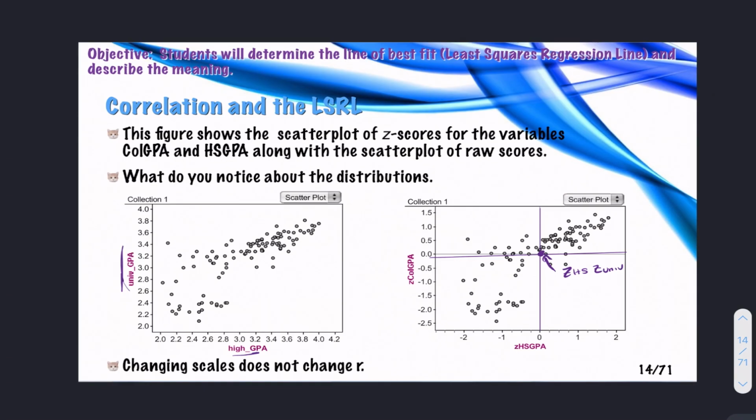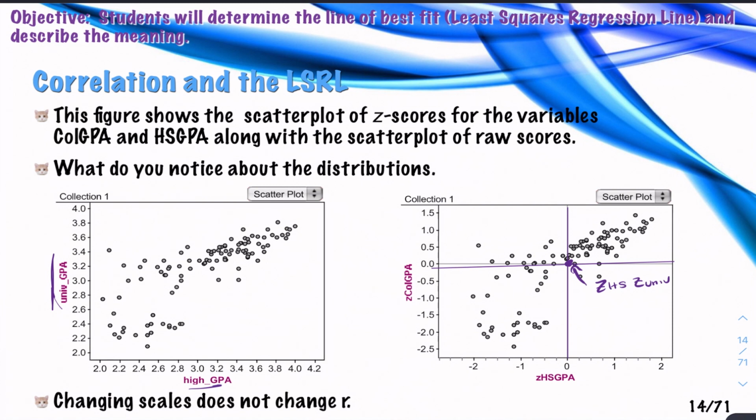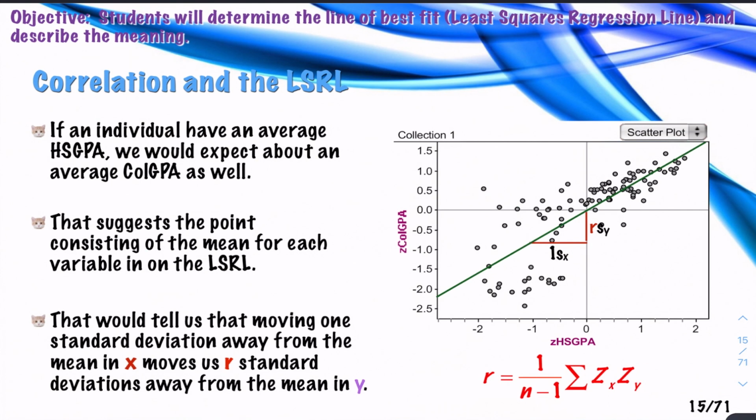That's the averages. If you notice that they look exactly the same, that's because changing scales does not change R. That's from chapter 7. Please know that. Like, that's an important concept. When we change scale, the R doesn't change.